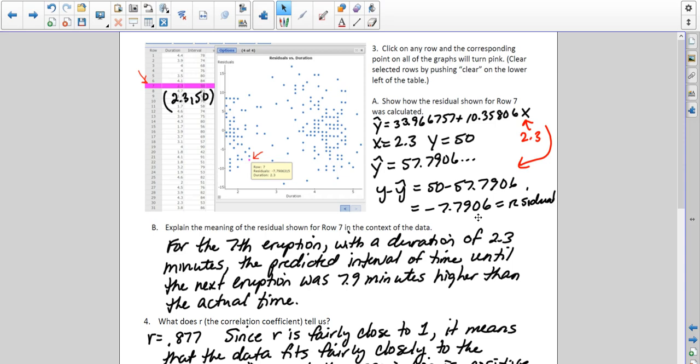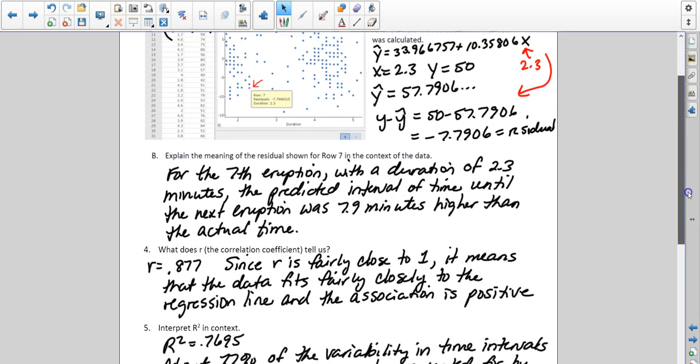For the meaning, it means during the 7th eruption, which had a duration of 2.3 minutes, the predicted interval of time until the next eruption was 7.9 minutes higher than the actual time. Okay? Or we could have said the actual time was 7.79 minutes less than what's predicted. Actually, that should be 7.8, not 7.9, because it's negative 7.79. So that should be 7.8.